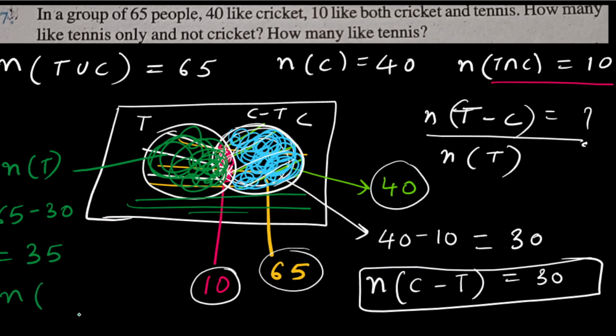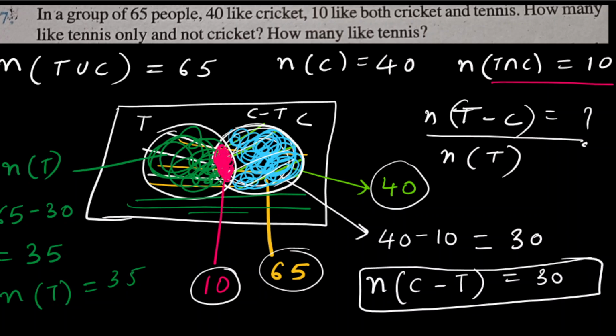So N of T I have got. What is N of T? Number of players who like tennis. This is 35, and this includes the common part also. Now the common part, which I highlighted earlier with blue, is equal to 10.